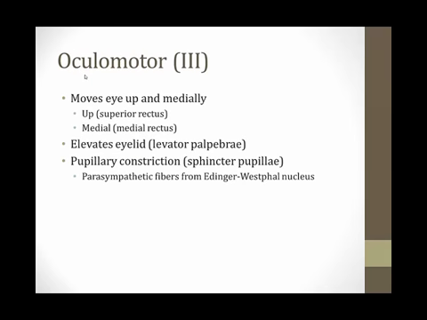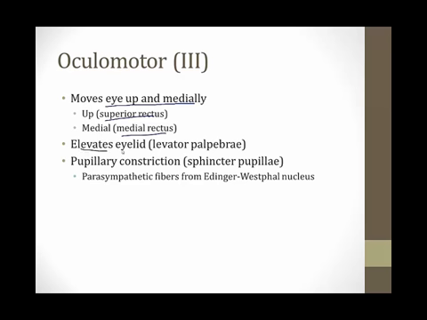The first nerve palsy we'll discuss is an oculomotor or third nerve palsy, and in order to understand this, let's review what the oculomotor nerve does. First of all, it moves the eye up and medially. It moves it up via the superior rectus muscle and medially via the medial rectus muscle.